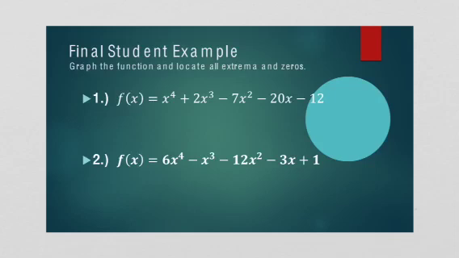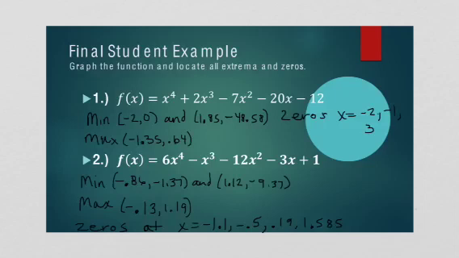Next are two student examples. You're going to want to graph the function and locate all extrema and zeros. So by looking at the graph, you need to find the maximums and minimums as well as the zeros for these two functions. You should pause the video now and try the two student examples. Now you should check your answers. Make sure that you zoom in and out on your graph so that you see all maximums and minimums and are able to find those points.